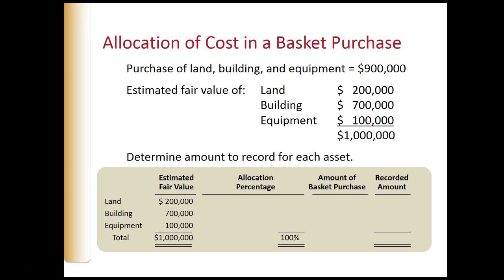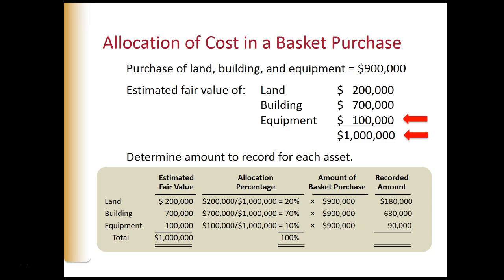Now, the simple answer is we allocate the total purchase price based on the estimated fair market values of each of those individual assets. So estimated fair values are estimates of what the separate assets are worth. So Olive Garden's total purchase of $900,000 would be allocated to the separate accounts for land, building, and equipment based on their relative fair values as shown on this slide.